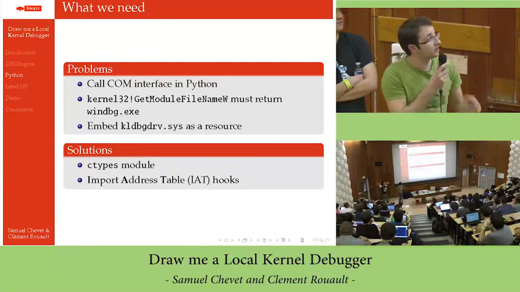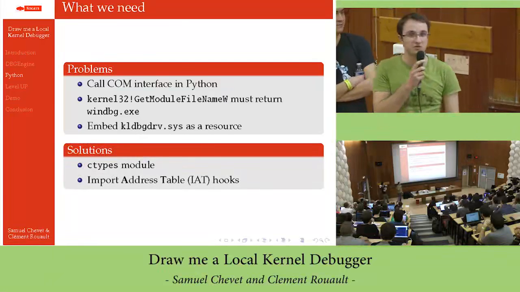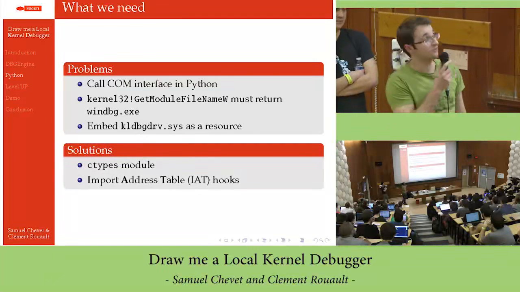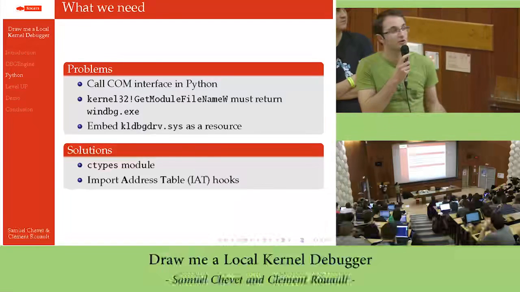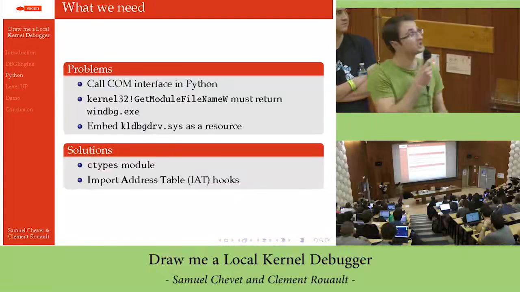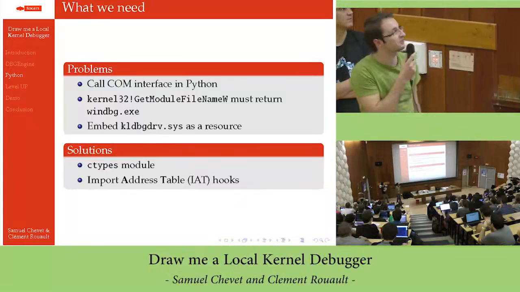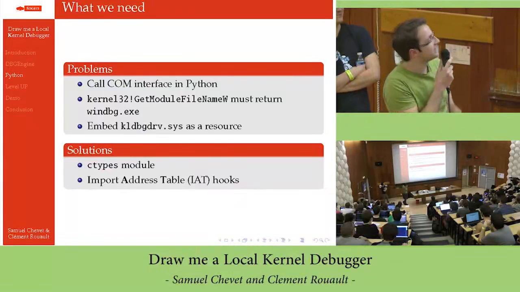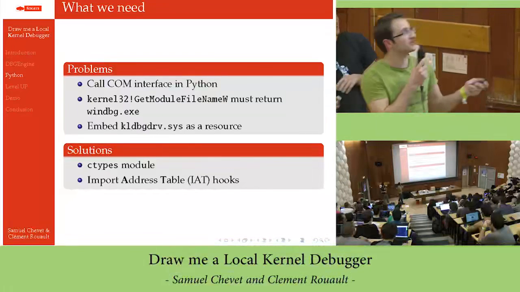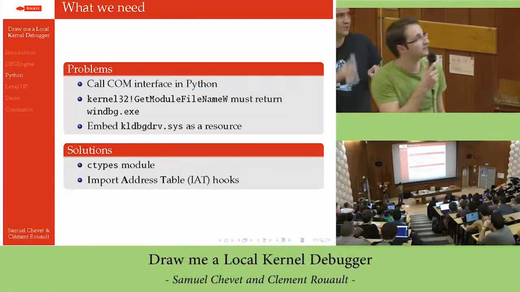So what we will use is the ctypes module from Python, which is the module for the interface with C, which is like my favorite Python module. Yes, I have a favorite Python module. It's pretty sad, but it's cool. And we will do some import address table hook in Python.